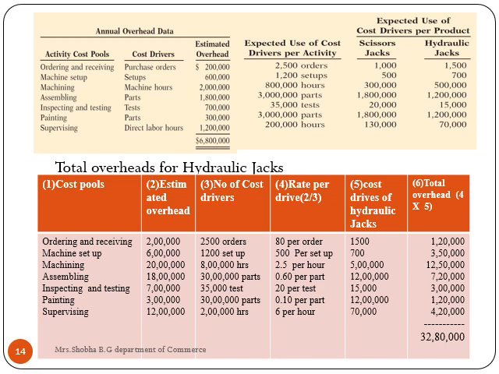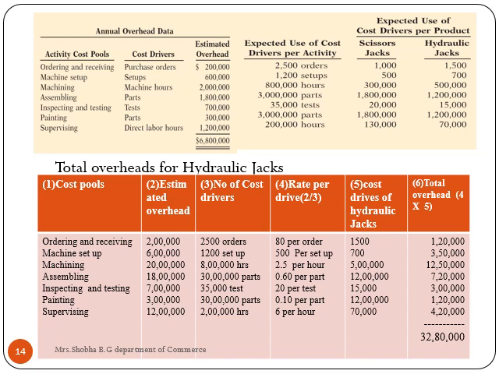So first one is ordering and receiving. The total overhead is 2 lakh and number of drivers are 2,500. So 2 lakh divided by 2,500, 80 is per order rate. The next one is machine setup. 6 lakh is the overhead. So divide it by 1,200 setups. So we will get 500 as an answer, that is the rate per setup.